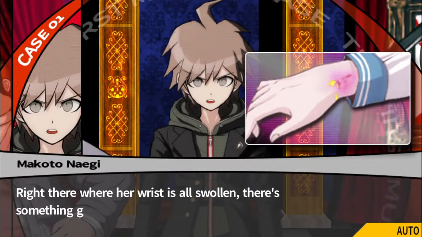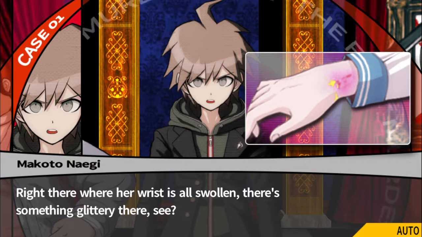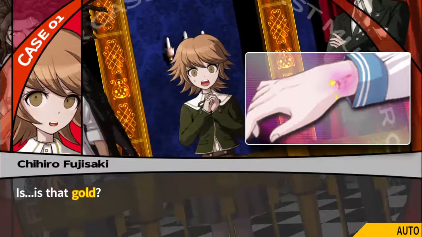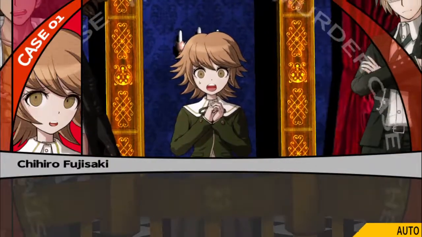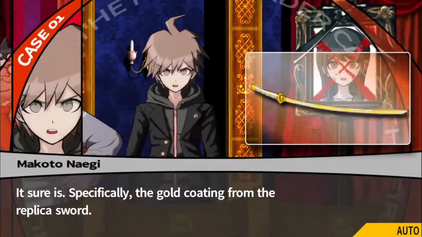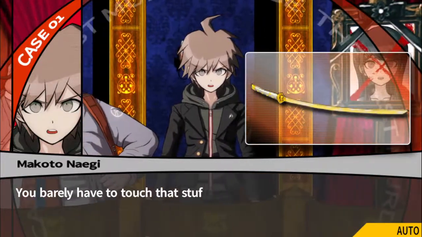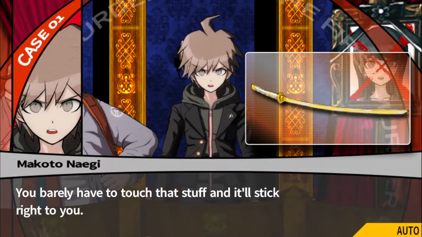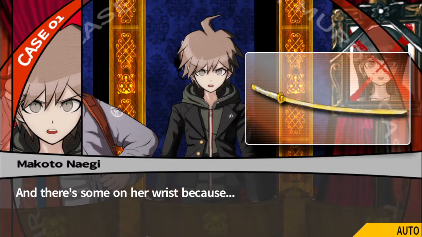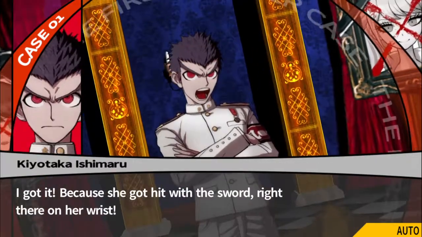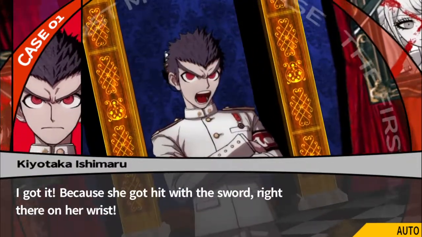Right there where her wrist is all swollen, there's something glittery there. See? Is that gold? It sure is. Specifically, the gold coating from the replica sword. You barely have to touch that stuff, and it'll stick right to you. And there's some on her wrist because... I got it! Because she got hit with the sword! Right there on her wrist!